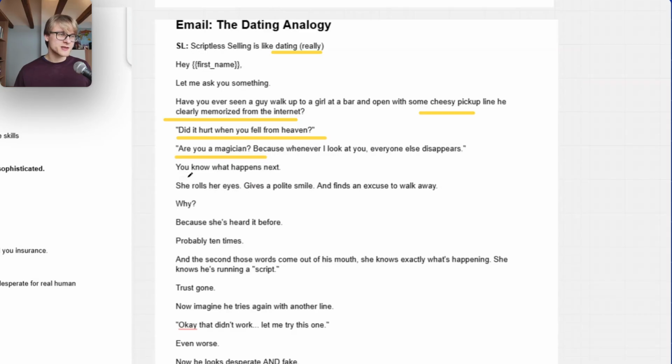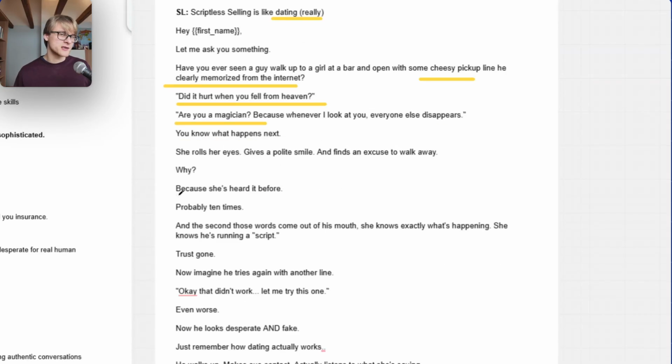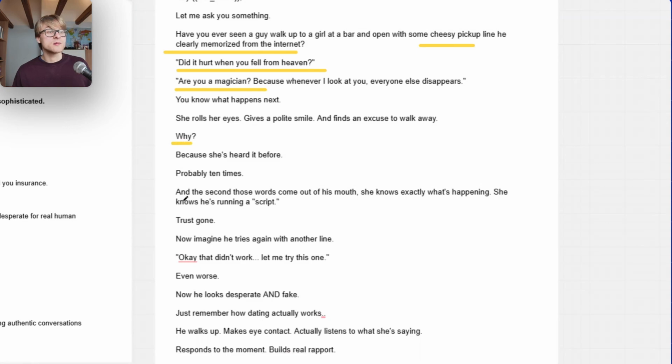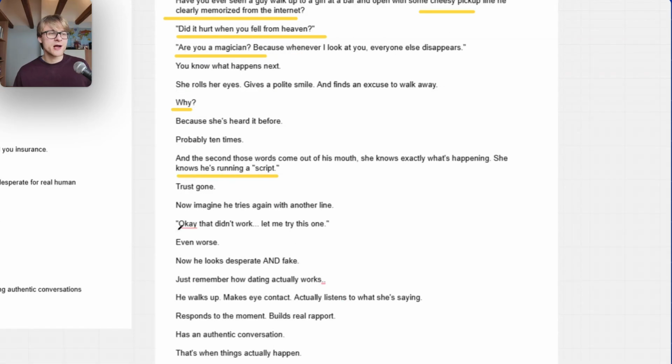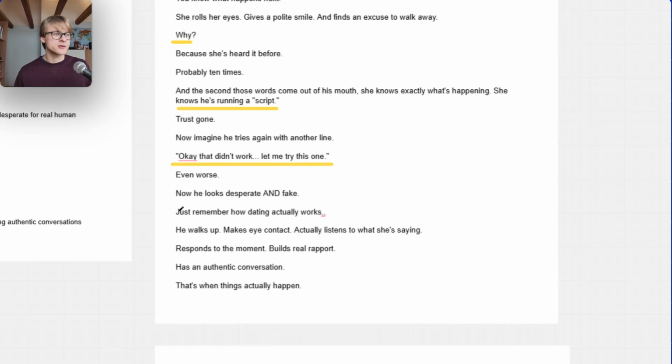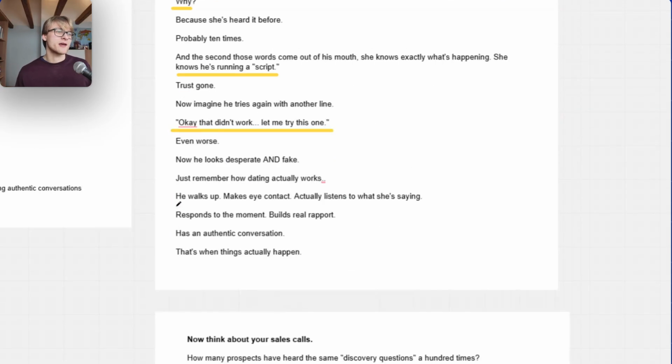You know what happens next? She rolls her eyes, gives a polite smile, and finds an excuse to walk away. Why? Because she's heard it before, probably 10 times. And the second those words come out of his mouth, she knows exactly what's happening. She knows the guy is running a script. Trust is gone. Now imagine he tries again with another line. Okay, that didn't work. Let me try this one. Even worse. Now he looks desperate and fake.